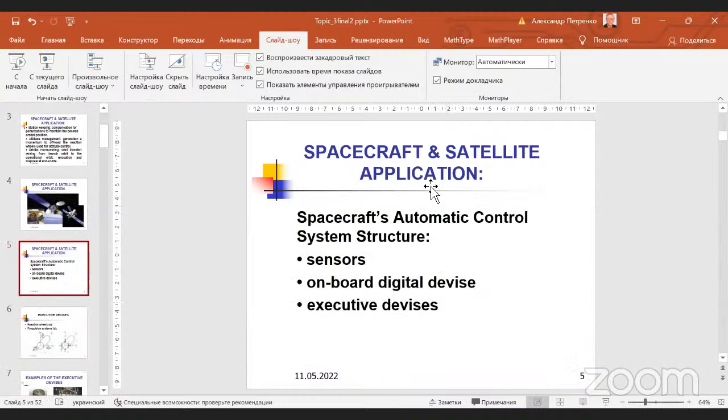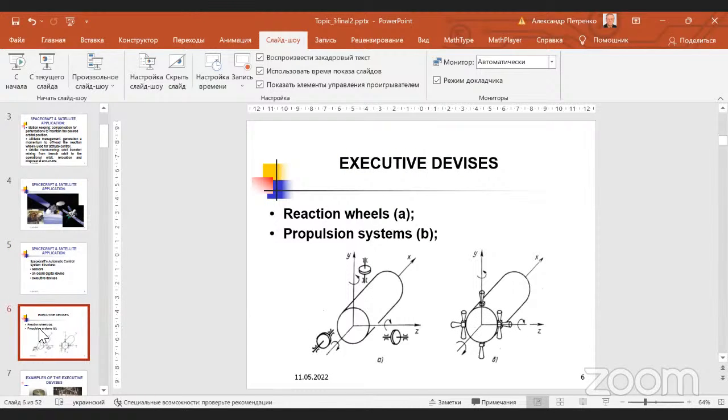And as for spacecraft and satellite application, we can talk about the spacecraft's automatic control system structure. Here are sensors, on-board digital devices and executive devices. As for executive devices, most of all reaction wheels and propulsion systems are applied. Here you can see the structure of the executive devices of the automatic control system located on the spacecraft. This is the reaction wheels application, and here is the propulsion system application.